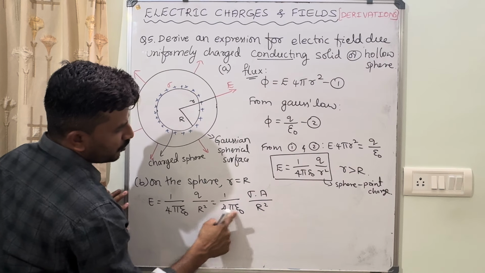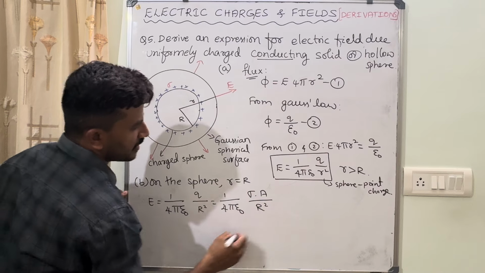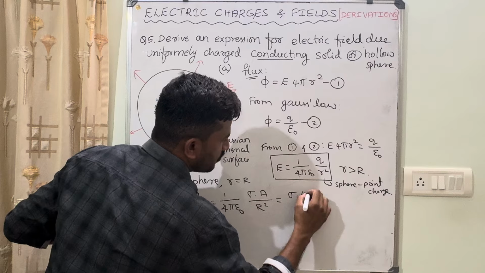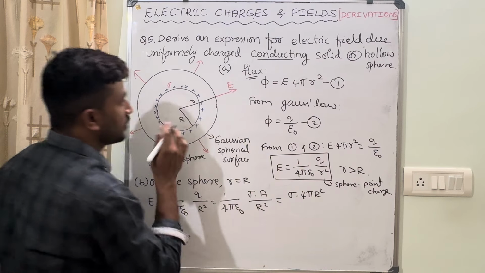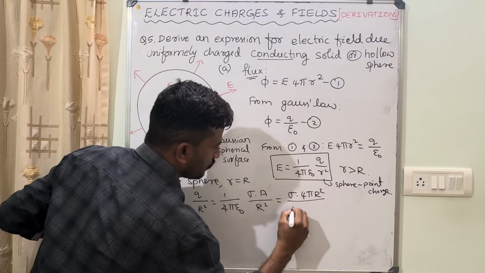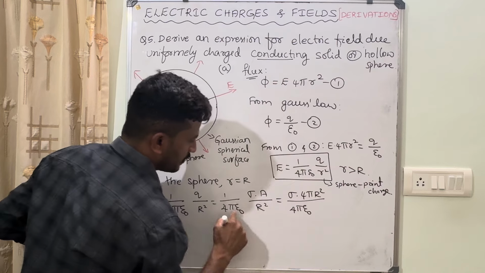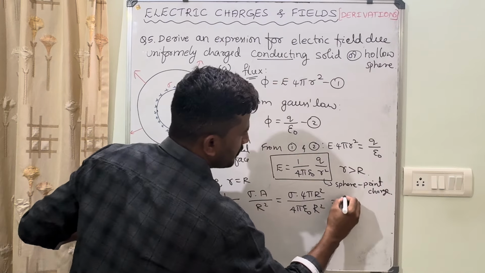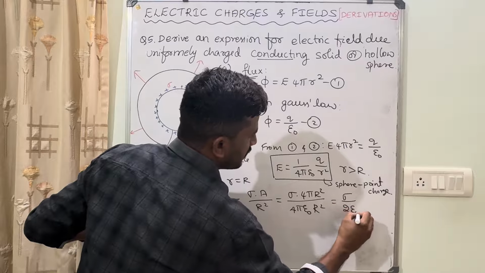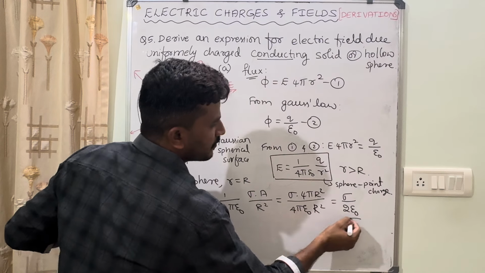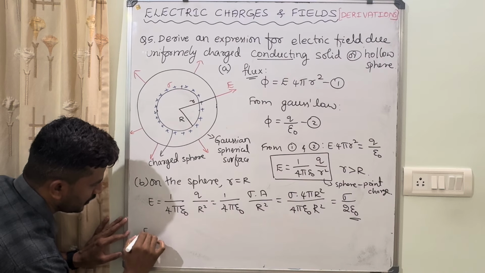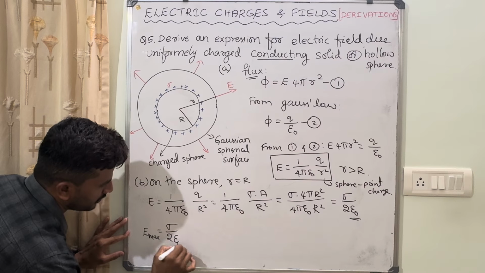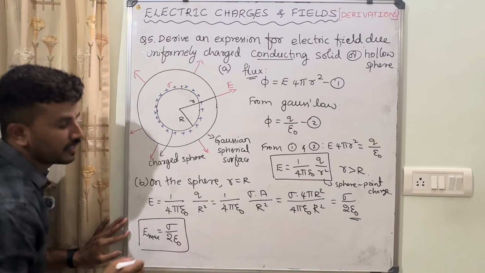A is 4 pi R square, area 4 pi R square get cancelled. Let me write it. So, sigma into area is 4 pi R square, that is the area of the sphere, divided by 4 pi epsilon naught into R square. So, R square and 4 pi get cancelled. You will be having sigma by 2 epsilon naught. This will be the maximum electric field. So, E maximum is sigma by 2 epsilon naught due to the sphere, that is on the sphere.